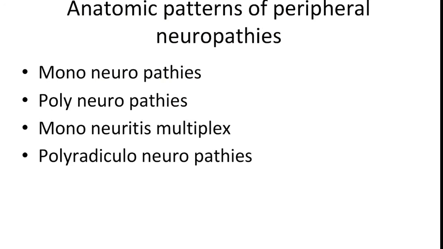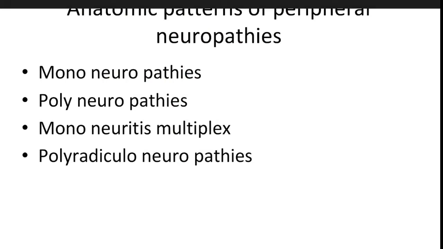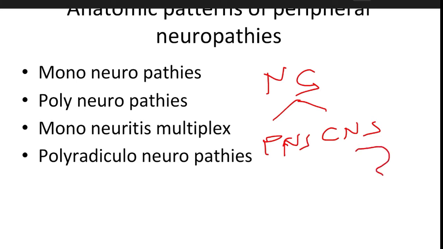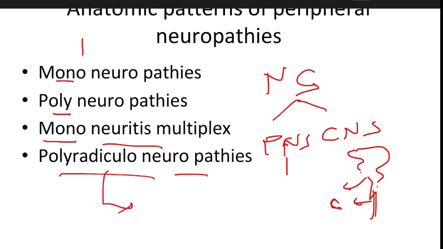If you go by anatomical patterns of peripheral neuropathies, there are mononeuritis, mononeuritis multiplex, and polyradiculopathy. What I would like to say here is the nervous system is actually divided into two parts, the CNS and the PNS. In the CNS you can see that there is the brain, okay, brain is involved, whereas the spinal cord, spinal nerves and the cranial nerves are involved in the peripheral nervous system. Mono means single nerve, poly means multiple nerves, mononeuritis multiplex, and polyradiculopathy. Polyradiculopathy means there is a nerve plus the nerve root is also involved.